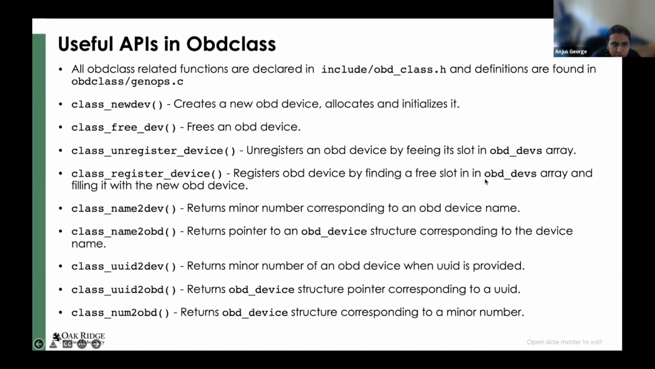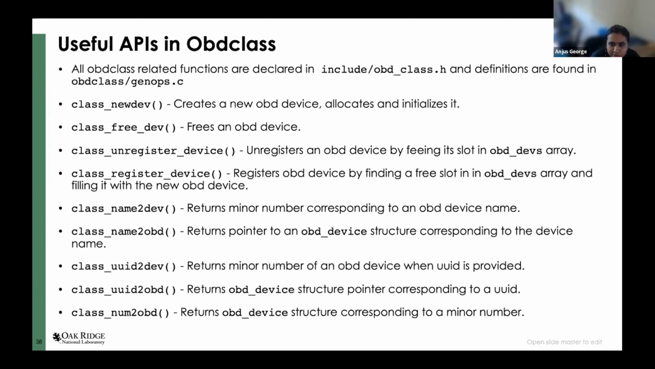I would like to conclude this tutorial by pointing out a few useful APIs in the OBD class. All OBD class related function declarations are listed in the obd_class.h file, and their definitions can be seen in the genops.c file. Some of the important and useful APIs in the OBD class are class_new_dev, which creates an OBD device, allocates and initializes it, and class_free_dev, which frees an OBD device.